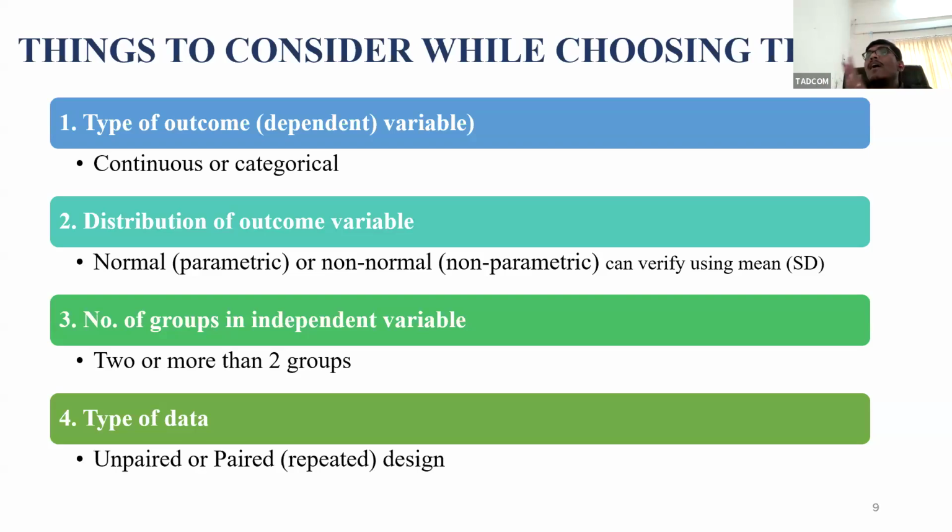Or sex and cholesterol value. If we go with sex, males and females, and the outcome variable is cholesterol value, that is 2 groups. Or if we have 3 groups, that also determines how to choose a test.